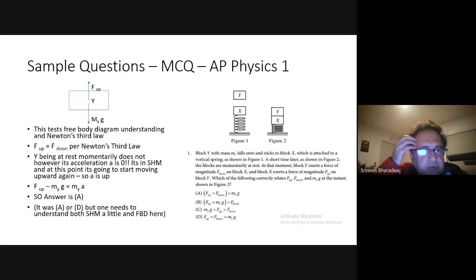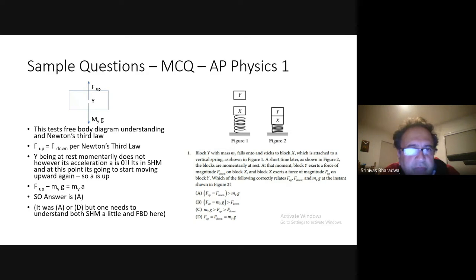Okay, so these are the types of questions. This is an AP Physics 1 question. Okay, so here block A with mass M falls and sticks to block X, which is attached to a spring. A short time later, as shown in figure 2, the blocks are at rest. At that moment, block Y exerts a force of magnitude F down on block X. Block X exerts a force of magnitude F up on block Y. Which of the following relates F up, F down, and mYg at that instant?